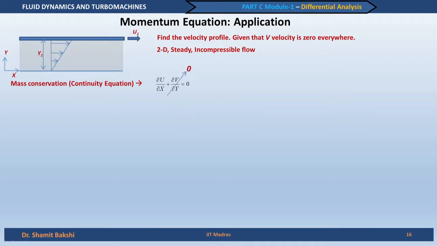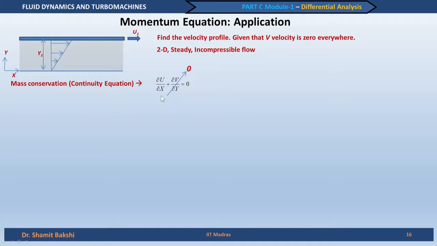In this case also we will see that it is very important to utilize the mass conservation equation. As v is identically 0 everywhere, it means that del v by del y is also 0. One thing we have to keep in mind is that velocity 0 does not necessarily mean the gradient is 0, but in this particular case, because the velocity is 0 everywhere, that means identically, the gradient has to be 0. So, we can drop out the del v by del y term, and because del v by del y is 0, del u by del x is also 0.